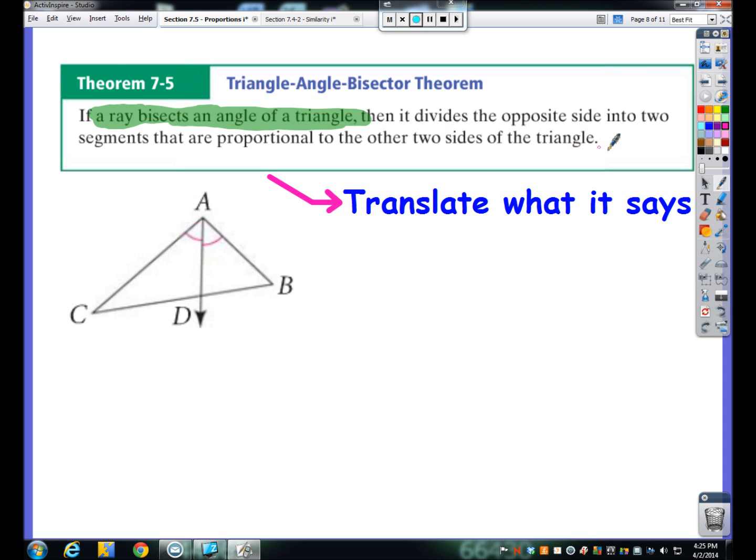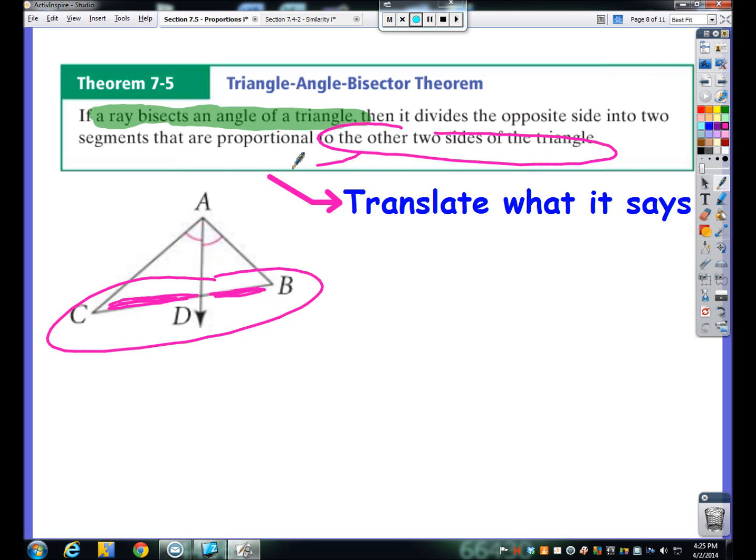It divides the opposite side. Our opposite side would be CB. It's dividing it into two segments, CD and DB, that are proportional to the other two sides of the triangle. The other two sides of the triangle are AC and AB. Now there's one of two ways we can set up our proportion. I'm going to show you one way. Really, the way they present it is the other way.